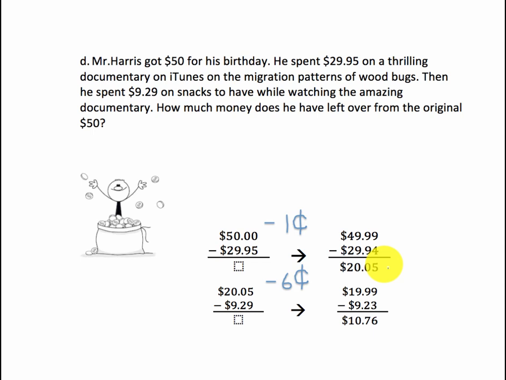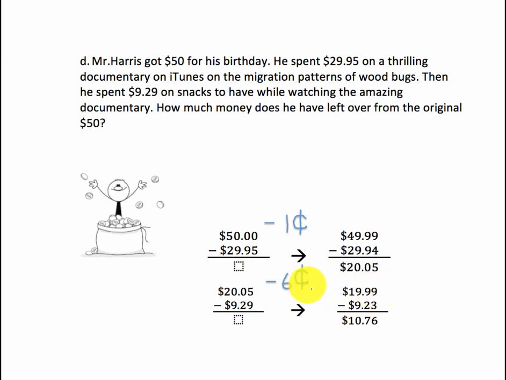Then with that remaining money, Mr. Harris spent $9.29 on snacks. So I take that $20.05 and I'm going to subtract $9.29 from it. Again, there's some zeros. The digits up here are all smaller than the digits below, so there's going to be a lot of regrouping. So instead of doing that, I can do some mental math and make a friendly number here. If I take away 6 cents from this, it'll turn it into $19.99. That's much better when I have all those 9s up there.